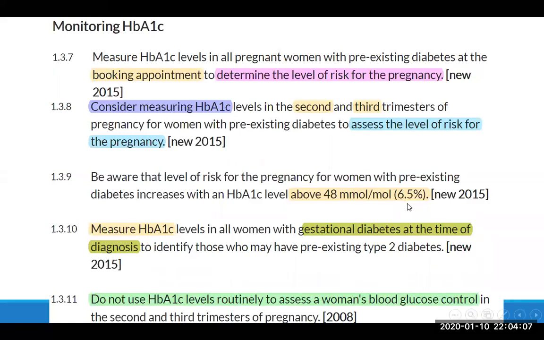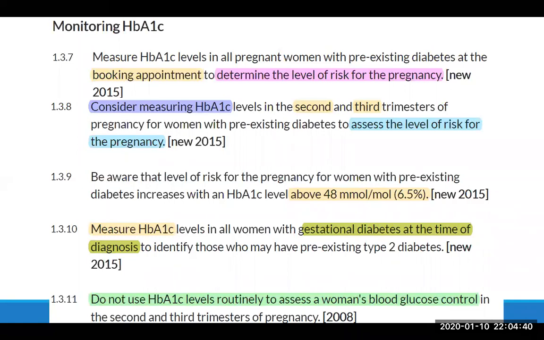And of course, the recommended hemoglobin A1C preconception or during the pregnancy is less than 6.5. Also, measure hemoglobin A1C in all women with gestational diabetes at the time of diagnosis to identify pre-existing type 2 diabetes. And this is very important, as Dr. Mohammed Noor said: don't use hemoglobin A1C level routinely to assess women's blood glucose control during the pregnancy, especially in the 2nd and 3rd trimester, because in most cases it is not valid.